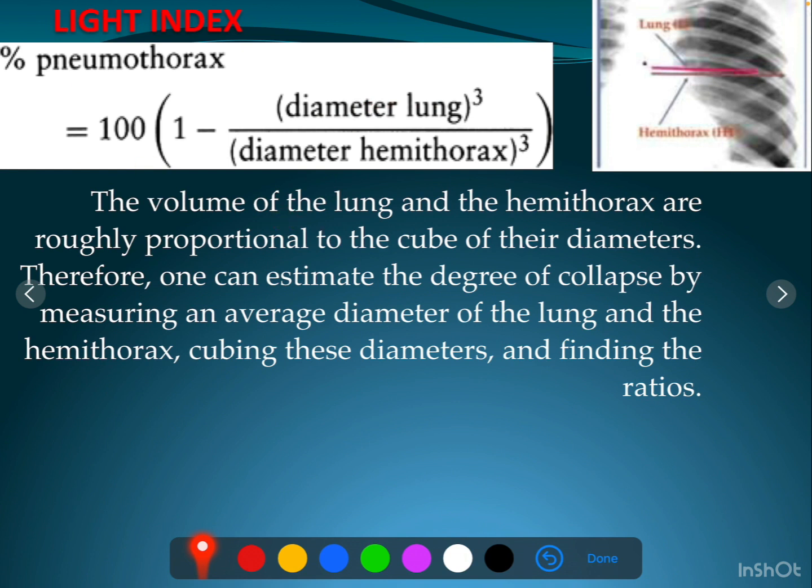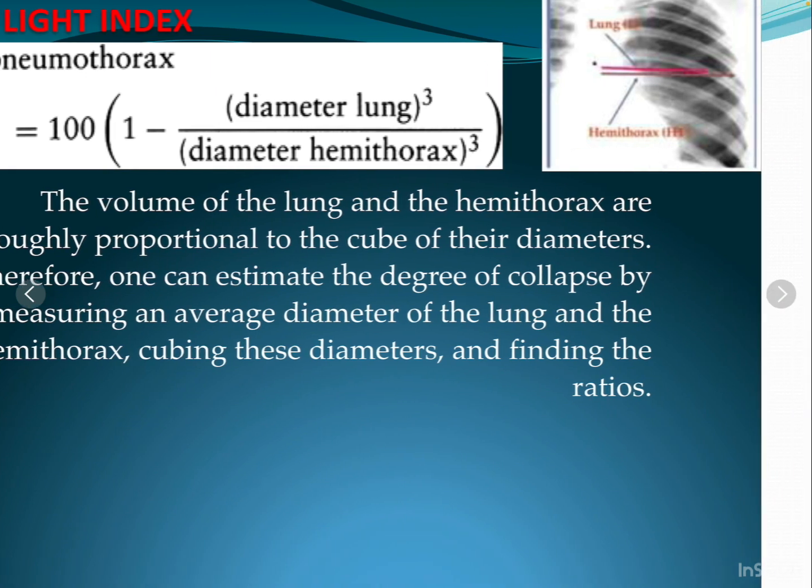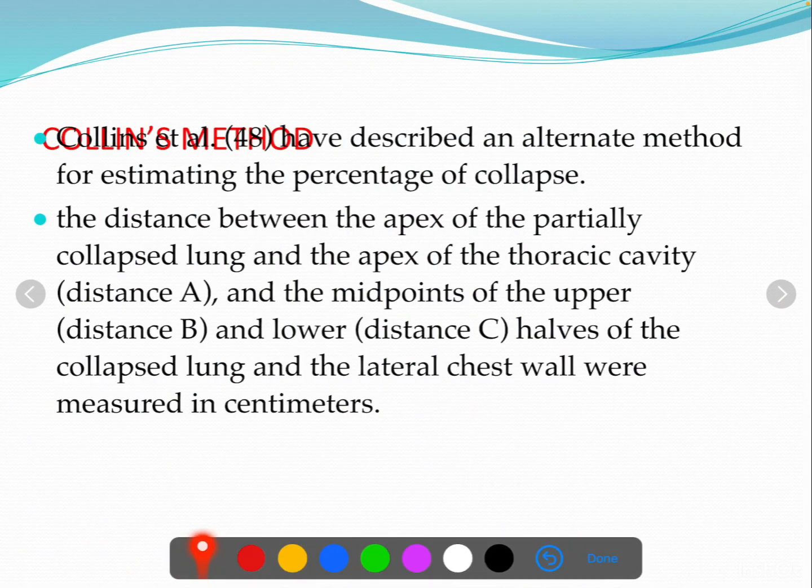So the volume of lung and the hemithorax are roughly proportional to the cube of their diameter. Therefore, one can estimate the degree of collapse by measuring an average diameter of lung and the hemithorax, cubing these diameters and finding the ratio. Then comes Collins method, very important.